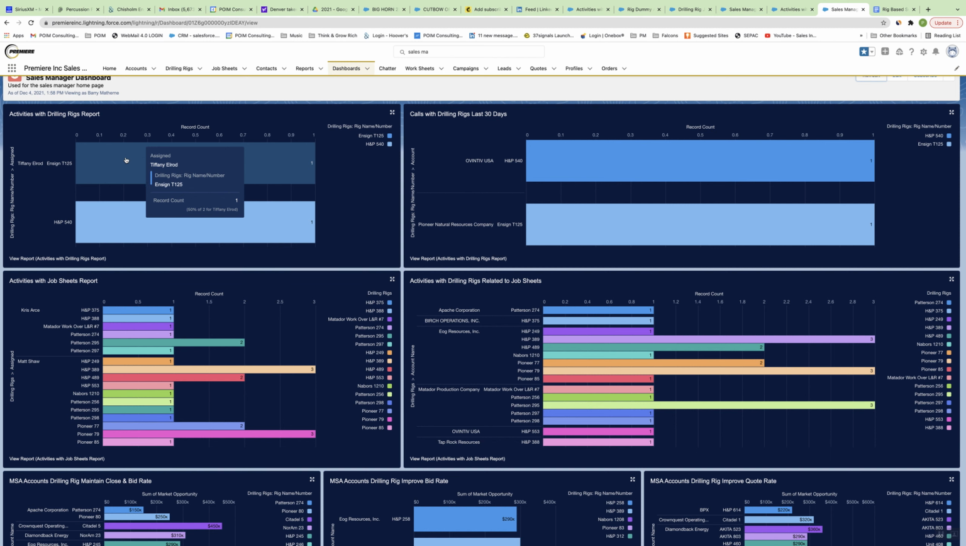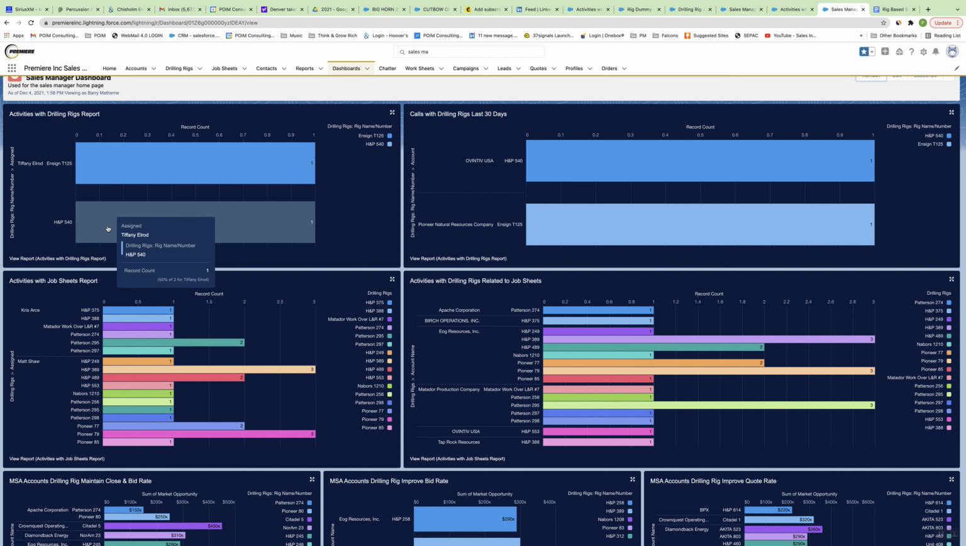The first report I look at is calls with rigs, directly with rigs. The idea is I go to a drilling rig and log my call directly with it. What I see in the system is Tiffany, over the last 30 days I think, has logged 2 calls with the rig: Ensign T125 and HP 540. Over here to the right I have the same data, broken down by account. So we've got Tiffany, here are the rigs, and those are the accounts related to those particular rigs.